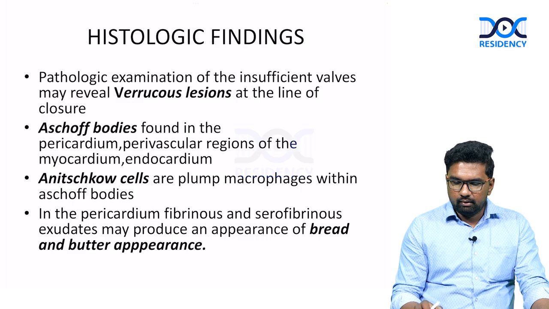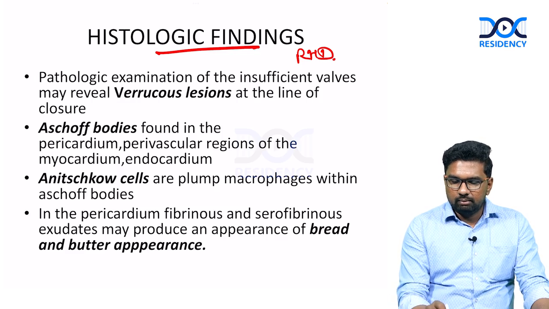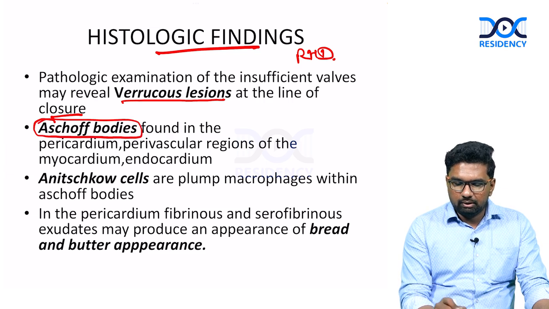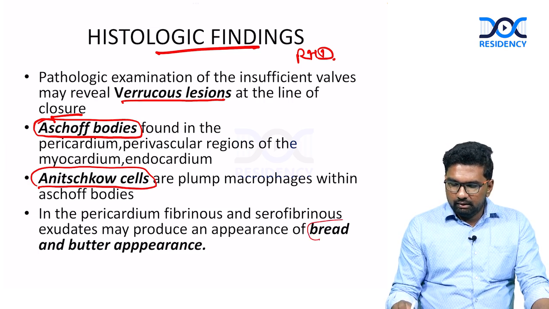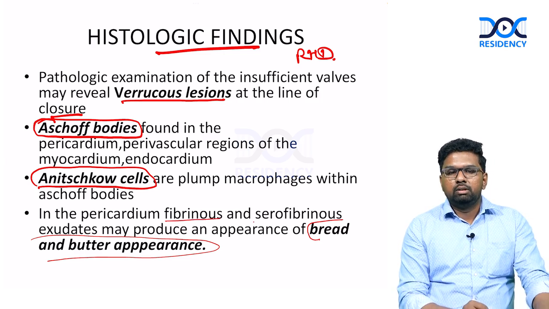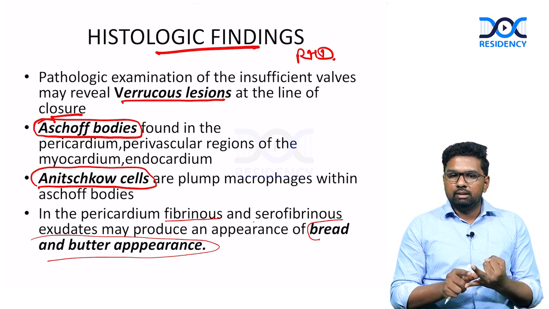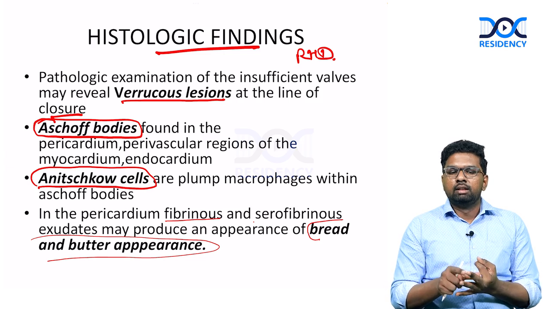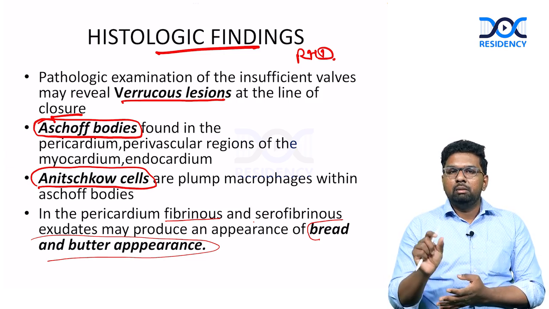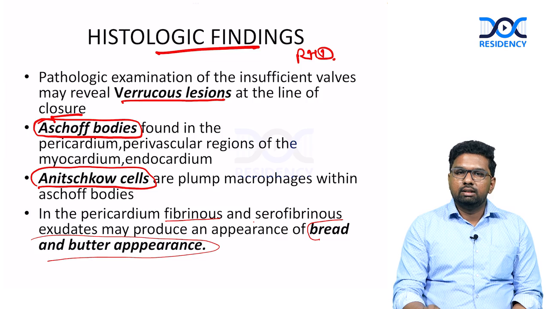So coming to the histological findings in rheumatic heart disease, you will have a verrucous lesion in the line of closure, and histologically Aschoff bodies are present, and Anichkov cells are seen, and there will be a bread and butter appearance because of the fibrinous deposits in the pericardial cavity. So the things to be noted in histological findings are a verrucous lesion, Aschoff bodies, and Anichkov cells. In the pericardium, there will be fibrinous deposits in the pericardial sac. This can even go on to constrictive pericarditis.